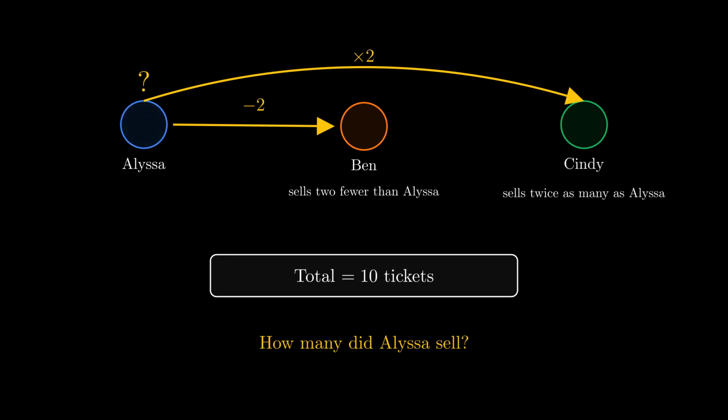We could untangle this with algebra. But the computational approach is different. We turn each sentence in the problem into a rule, then let the machine try every combination of ticket counts and report which one obeys all the rules at once.